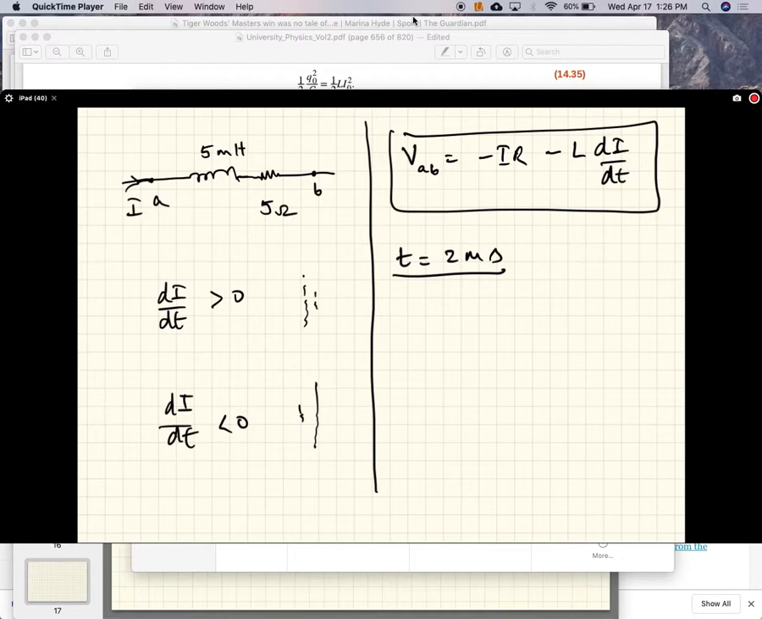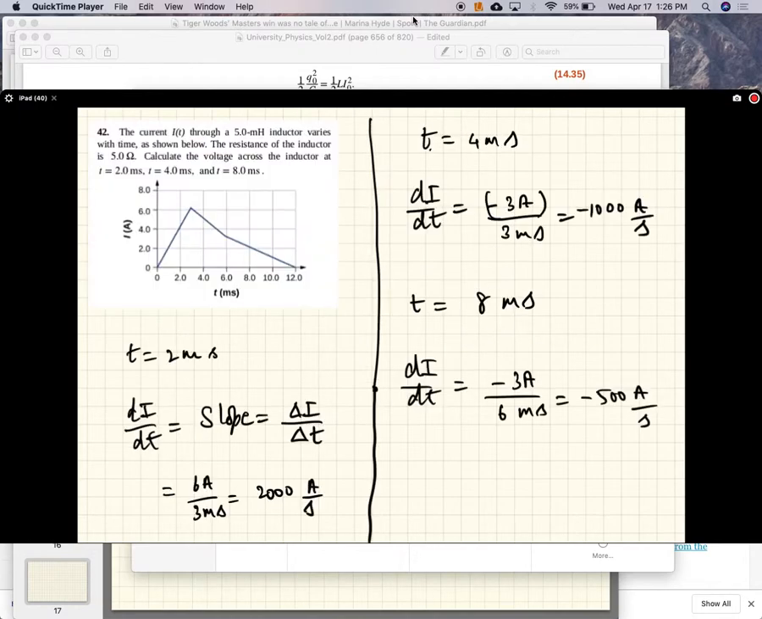So in the inductor, the induced voltage will be in the opposite direction. Okay. All right. So VAB equals minus IR. At 2 milliseconds, what is the current? At 2 milliseconds, the current is 4 amps.